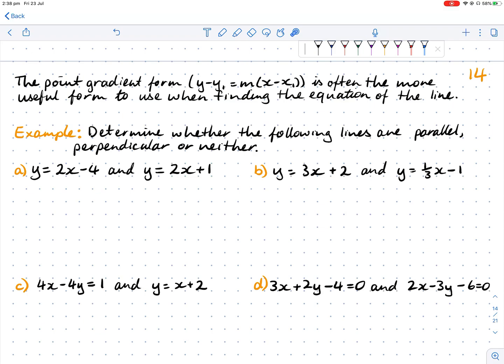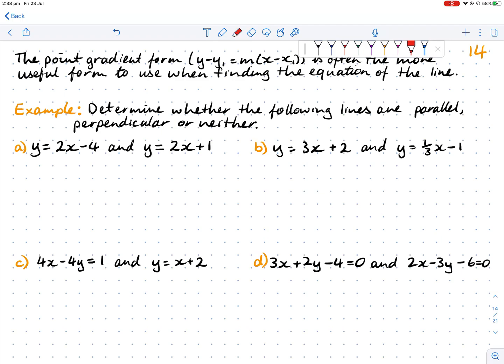The first one: determine whether the lines are parallel, perpendicular, or neither. It could be any one of those three. What we need to do is work out the gradient of each of these lines first. If we look at the first two equations, y equals 2x minus 4 and y equals 2x plus 1, these are already in gradient intercept form, so the gradients are going to be the coefficients of x. We can see m1 is equal to 2, and m2 is equal to 2 as well. If m1 equals m2, then we know that the lines are parallel, so therefore parallel.